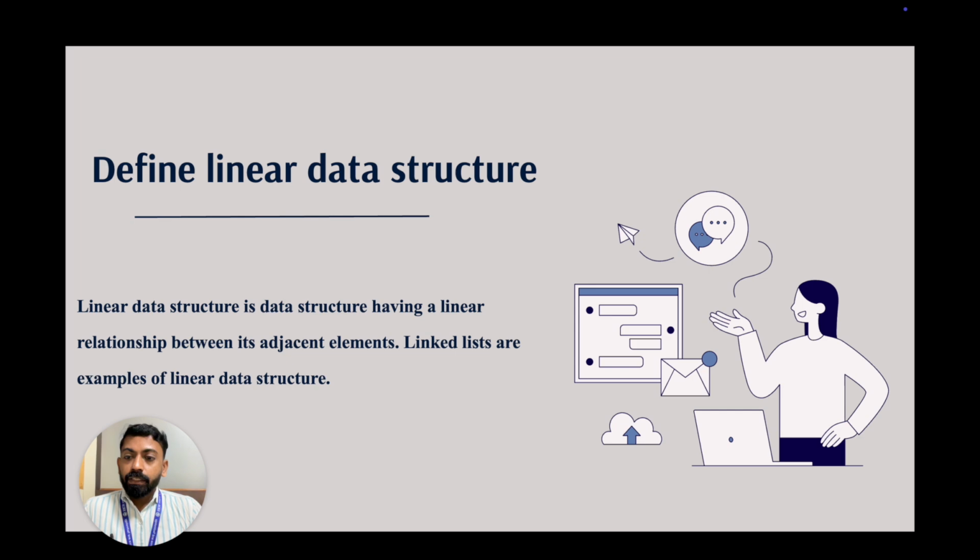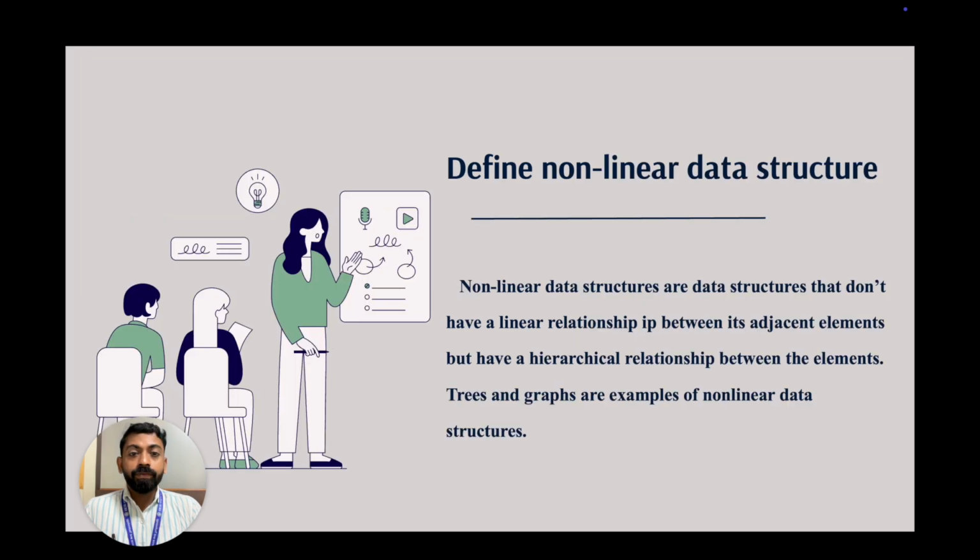Linear data structure. A linear data structure is a data structure having a relationship between the first item and the next item. The relationship between adjacent elements is called a linear data structure. Linked list is the best example of a linear data structure. Define non-linear data structure. Non-linear data structures don't have a linear relationship between adjacent elements but have a hierarchical relationship between their elements. Tree and graph are the best examples of non-linear data structures, but the data structure does not contain contiguous memory allocation. So here we take random memory allocation to make the connection between adjacent nodes.